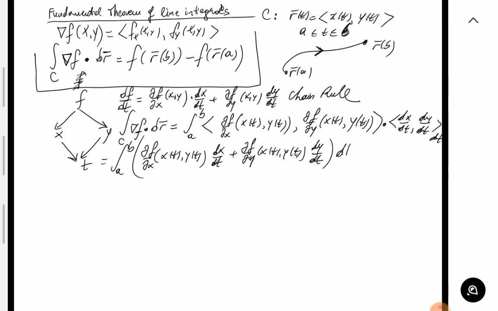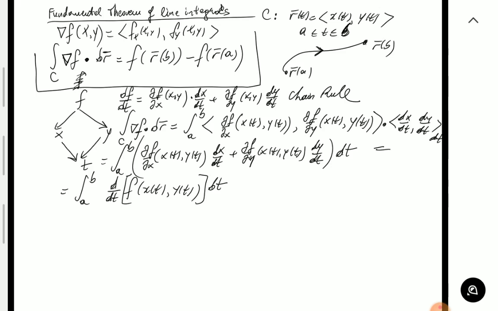But if we look carefully, this is just the chain rule that gives me df dt. So as a matter of fact, what you have here in the integral is nothing but the derivative with respect to t of f of x of t, y of t. Again, I hope it's not too confusing. You basically have the whole composition as a function of t.